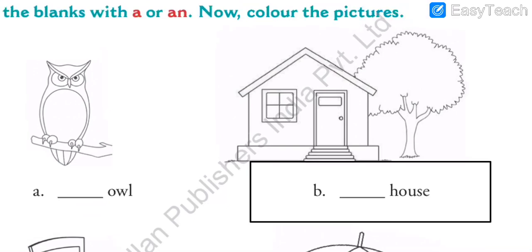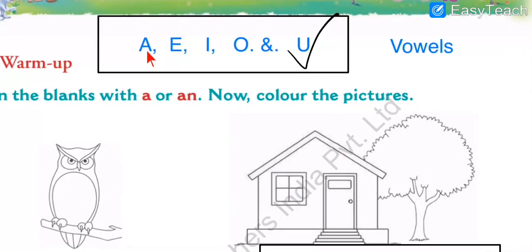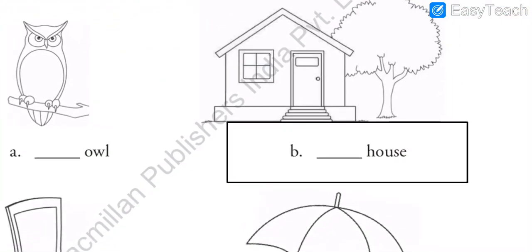Let us again check out the vowels list. A, E, I, O, U. So is there H anywhere in this list? No. H is not included in the vowels list. So H is a consonant. So if it is a consonant, what will we put in the blank? A. Correct. Those who are just speaking the answer at home, let me tell you, A is the correct answer if you have chosen A, right?